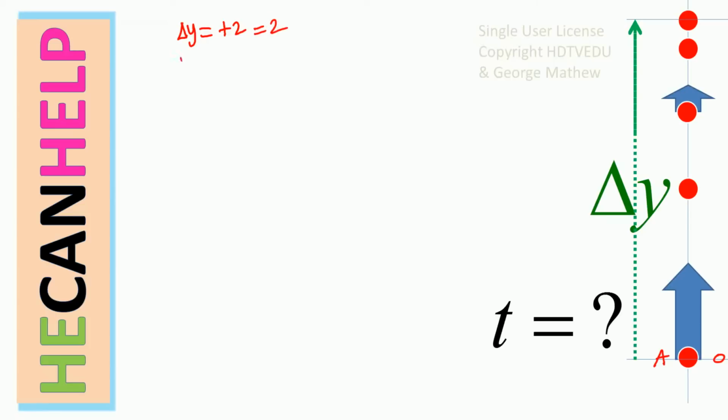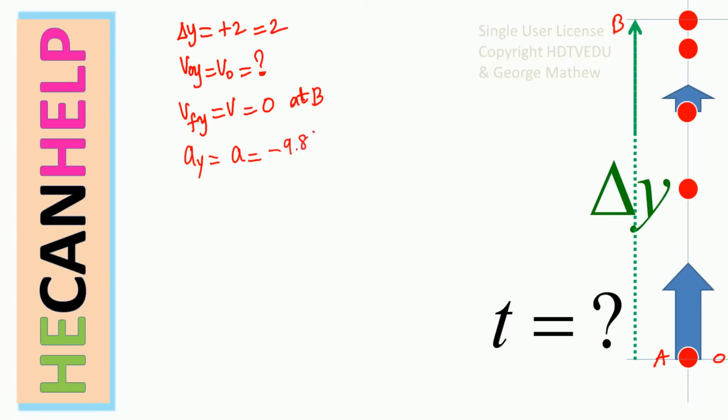Your initial velocity along the vertical, we don't know. Your final velocity along the vertical is equal to 0 at point B. The acceleration along the vertical is negative 9.8 meters per second per second. So it is negative 9.8.